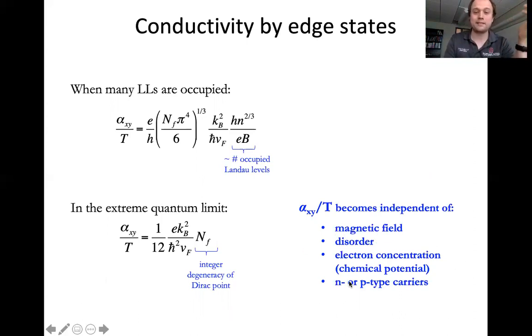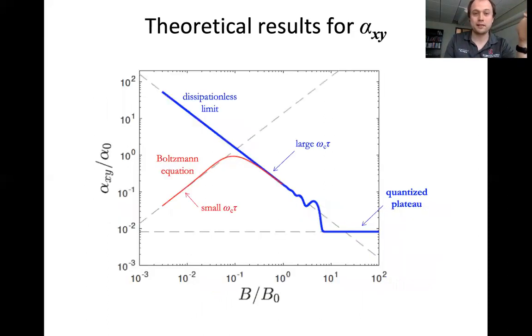It's become independent of the electron concentration, how many electrons I have per unit volume. And amazingly, it's become even independent of whether my carriers are n-type or p-type. So within the lowest Landau level, I can shift around the carrier concentration, even move it from the electron type to hole type. And I'll find that alpha xy doesn't change at all. And that's going to be important for zirconium telluride.